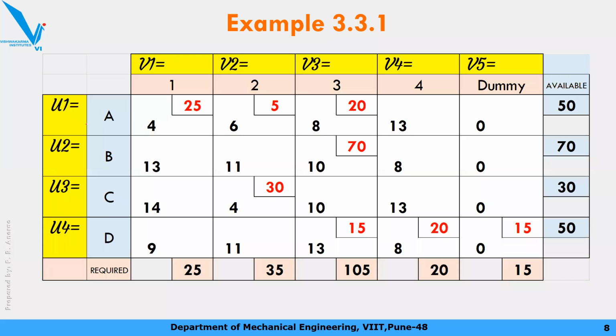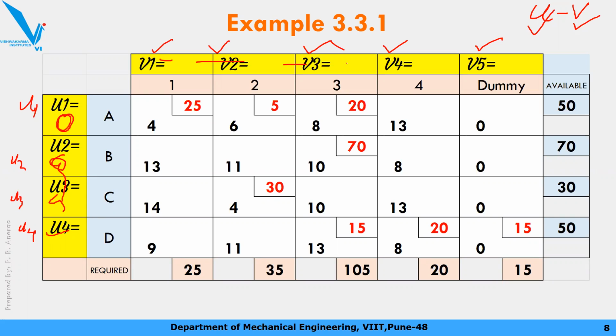So what you are going to do, for each row you will put u1, u2, u3 and u4. You are going to assign a u value, because that's why it is called the UV method. U is assigned to rows and v is assigned to columns. So we have 5 columns, so v1, v2, v3, v4 and v5. Now next step, we need to evaluate these coefficients, these values u1, u2, u3, u4, v1, v2, v3, v4 and v5, all the values. Now how to do that?